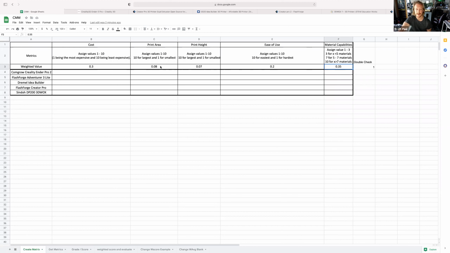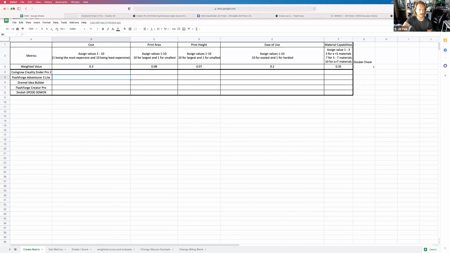And then we've itemized it down as well. So cost, also really important to me. We're on a budget, so 30% of the weight in the score is going to come from cost, so on and so forth. So I would say both the parameters and the weighted value are personal to your end goal with the printer.